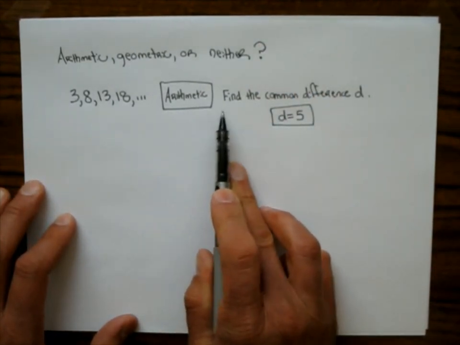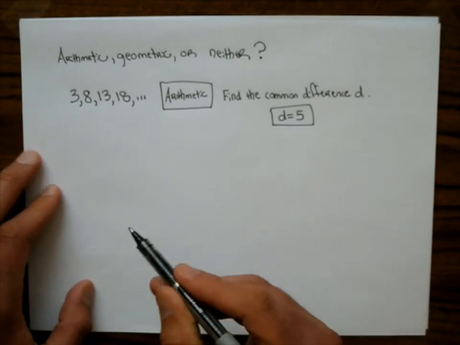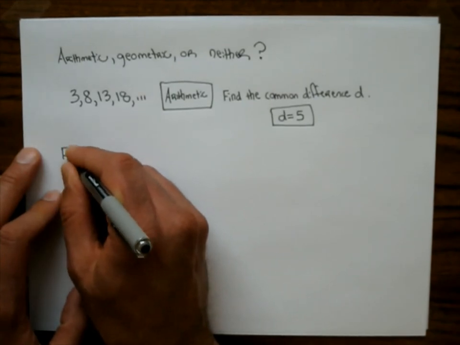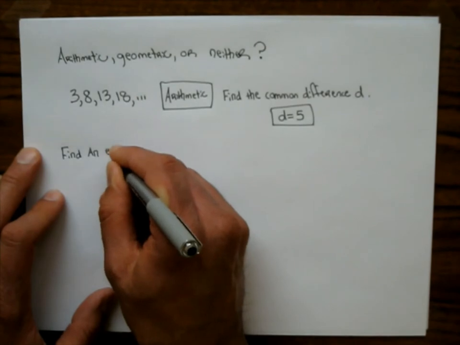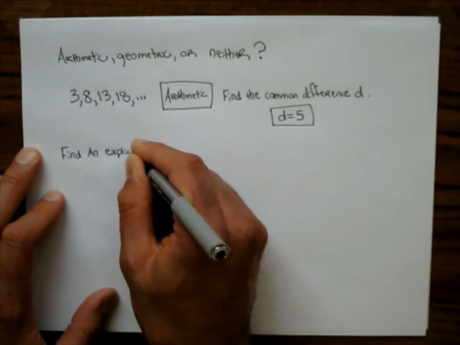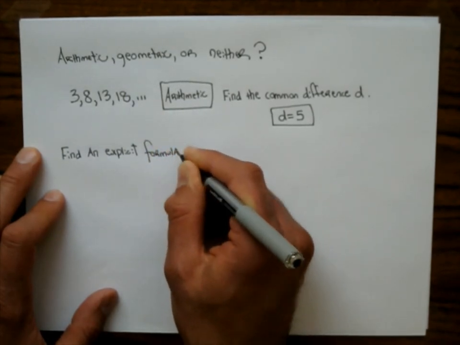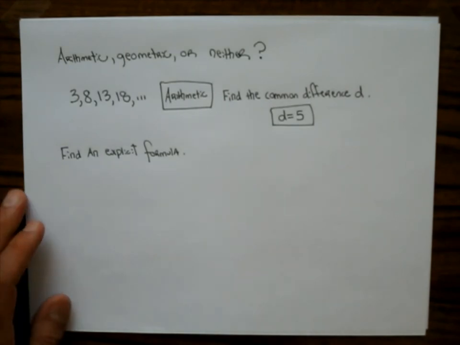We found out that it was arithmetic. We found the common difference was 5. Now there's another follow-up question, okay? So the next follow-up question is, find an explicit formula for this. Okay, I'm going to do it the fast way, and then I'll do it the textbook way.